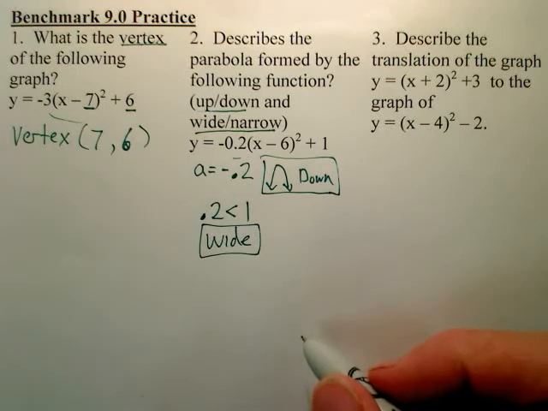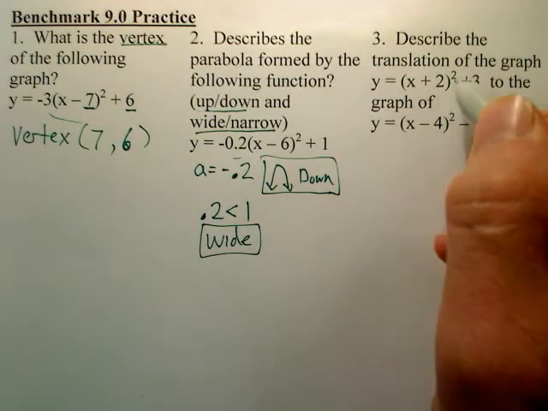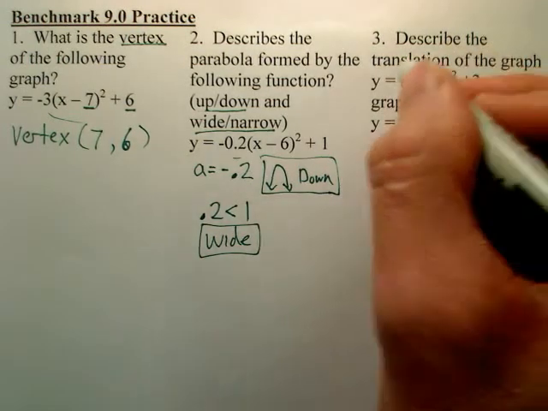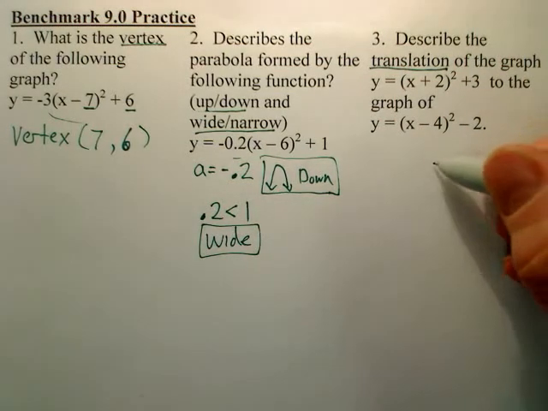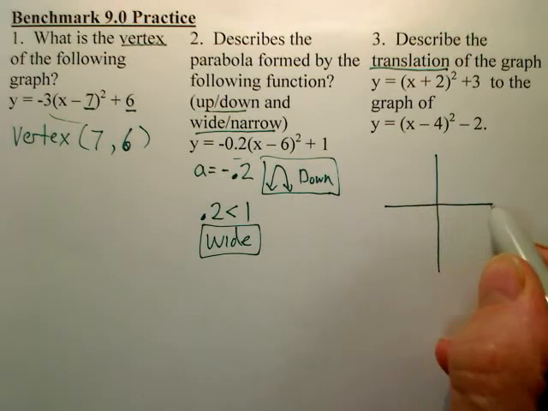So it's rather straightforward. And then the last one, you have two parabolas. You're going from one parabola to another, and you're looking at how it translates. Now you have to think back to geometry. You have translations, you have movement. And so what we're going to do is make a visual of this by making a quick little graph.